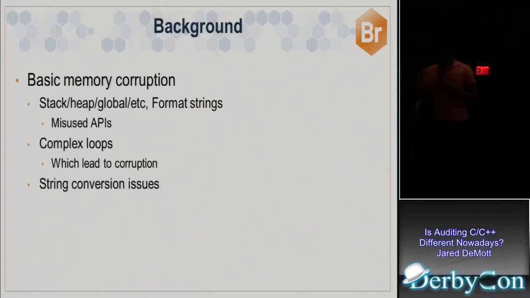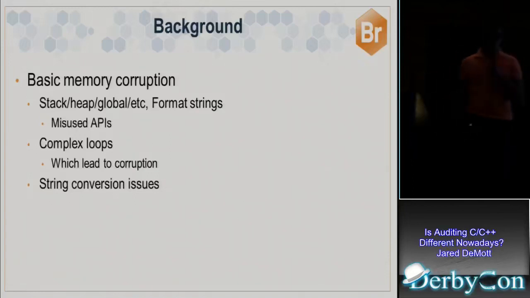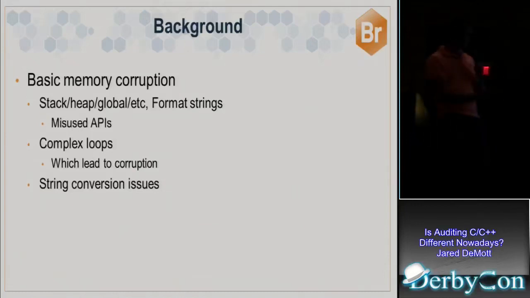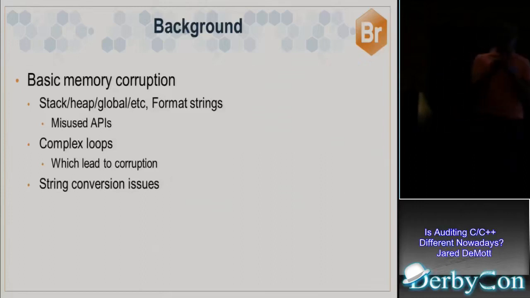So what are we talking about? Stack corruption, heap corruption, global variable, misused format strings, misused APIs, complex loops, string conversions. And don't forget the 3 primitives you need to land a successful exploit are either the read, write, or the execute. So those are the 3 things that you'll be looking to somehow corrupt, control, influence, hijack, whatever.